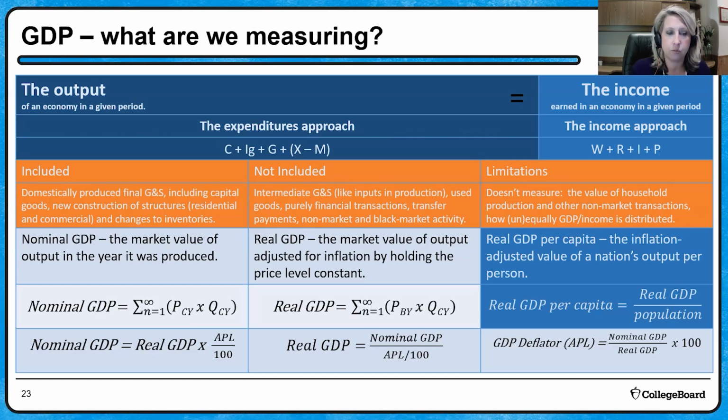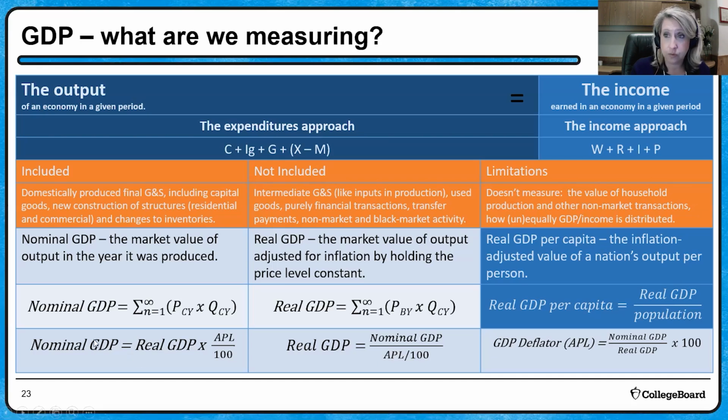So we can calculate nominal GDP in two different ways, depending on the information that we're given. So nominal GDP is the market value of output in the year it was produced, which means we're using prices and quantities from that year. So current year prices times current year quantities. And all that fancy symbol means is we're going to add up the price times the quantity for every good and service that is included in our GDP.